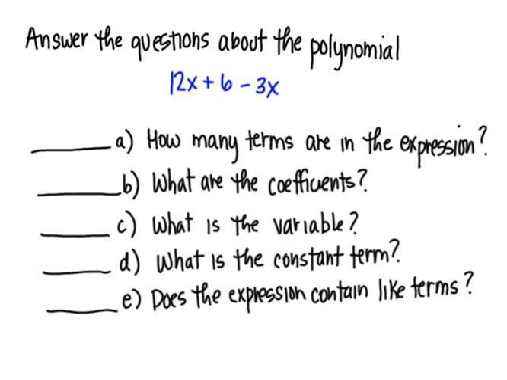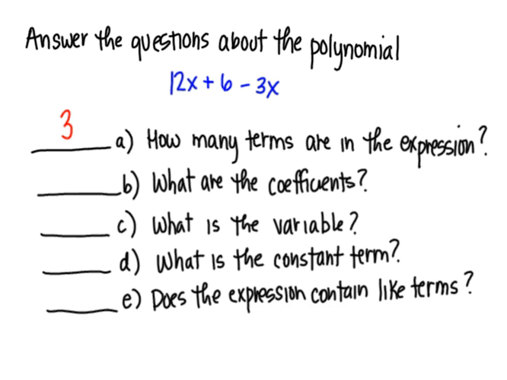Our first question says answer the questions about the polynomial 12x plus 6 minus 3x. The first question says how many terms are in the expression? Well, I know terms are separated with plus and minus. So if we look at this particular problem, 12x is one term, 6 is one term, and negative 3x is one term. So that gives me 3 different terms.